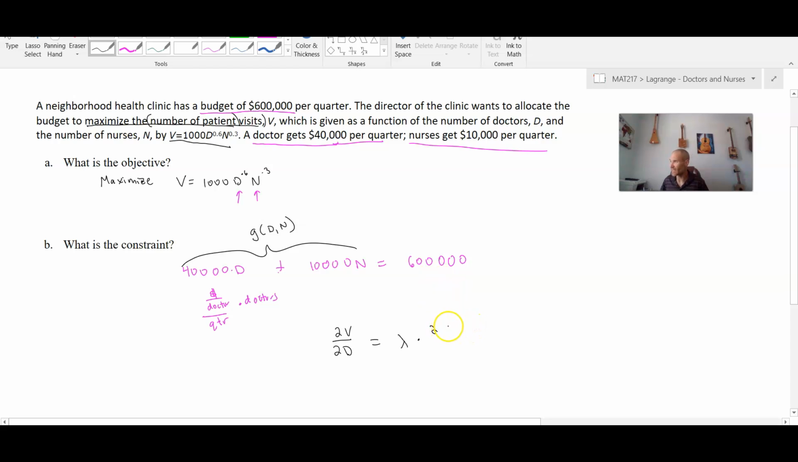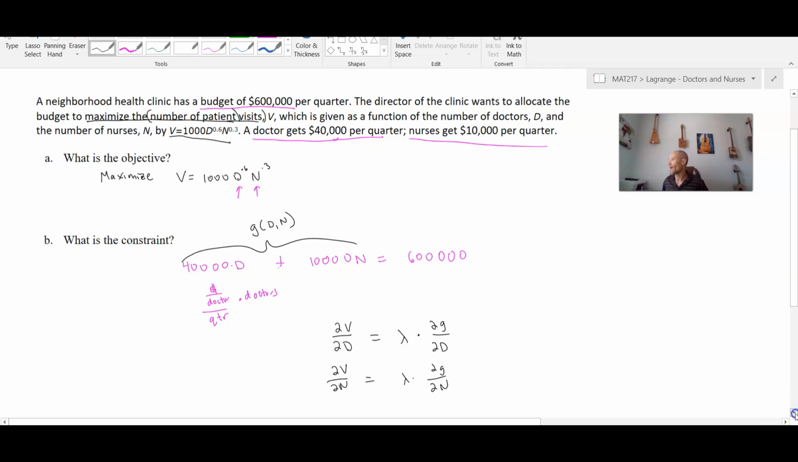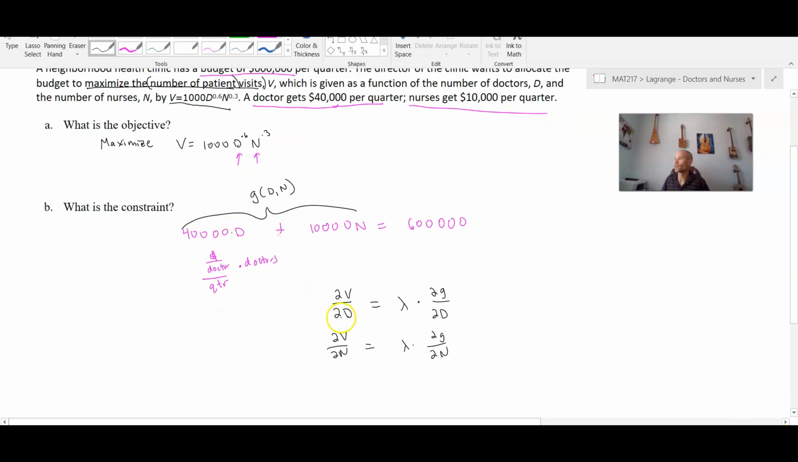So this is going to be dG dD. And we also need to make sure that dV dN is equal to lambda times dG dN. And finally, our third equation, because we're going to have three variables, D, N and lambda, so we need a third equation, and that third equation, as before, is going to be our constraint.